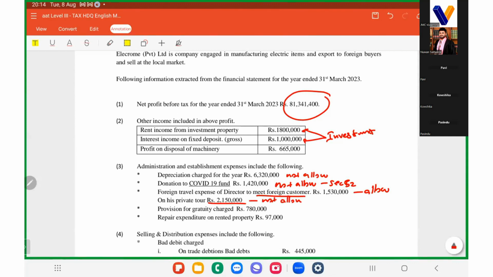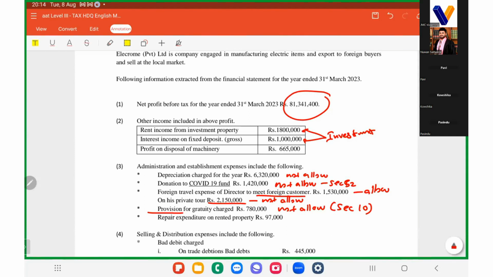The provision for the gratuity, you know, the provision is not allowed as per the section. What is the relevant section? Please let me know. The provisions are not allowed. Why? Anyone in the meeting? So what is the reason? Section 10. Section 10.